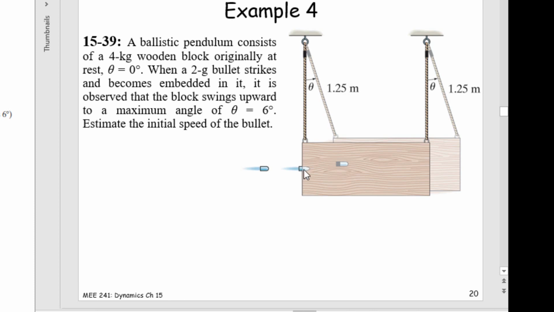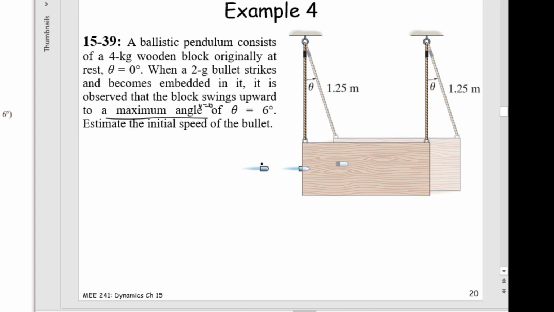It is observed that the block swings upward. So when this 2 gram bullet strikes, the pendulum is moving upward to a maximum angle. What does maximum angle mean? Maximum angle means the velocity will be equal to 0, and theta is equal to 6 degrees. I need to estimate the initial speed of the bullet, so I need to estimate mv1 of this bullet.